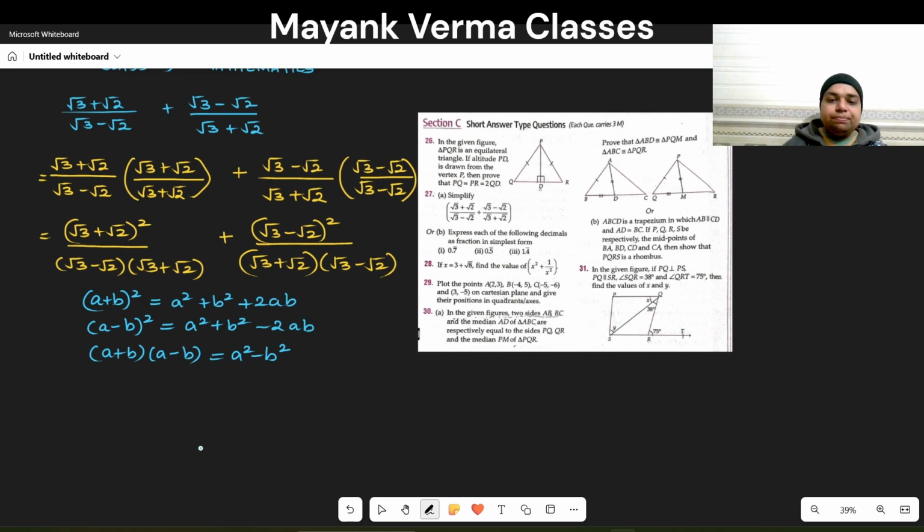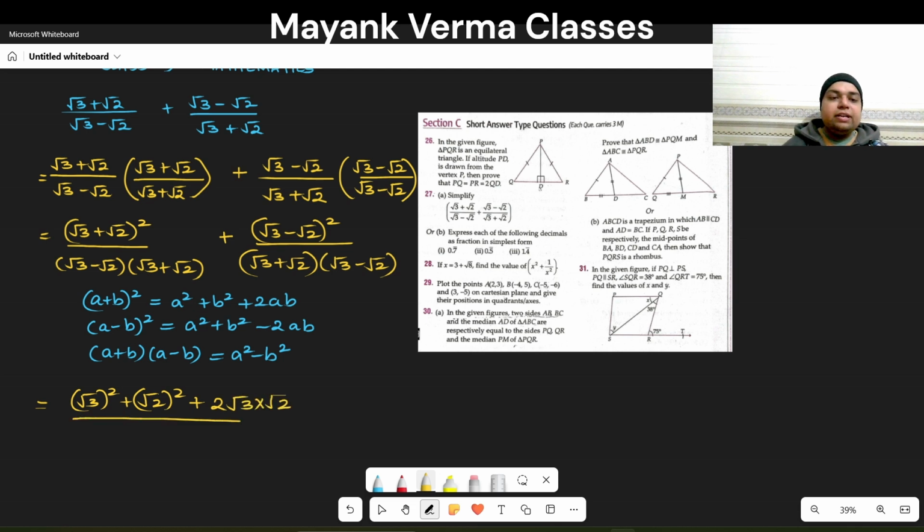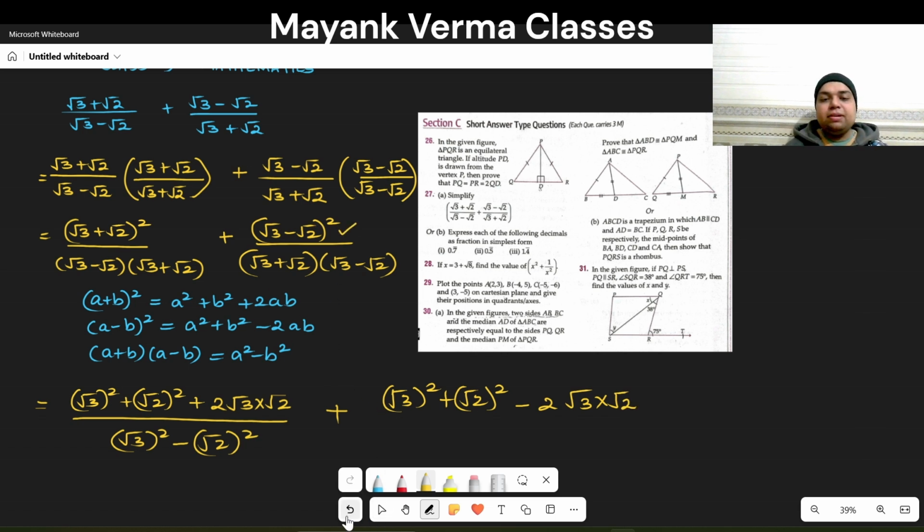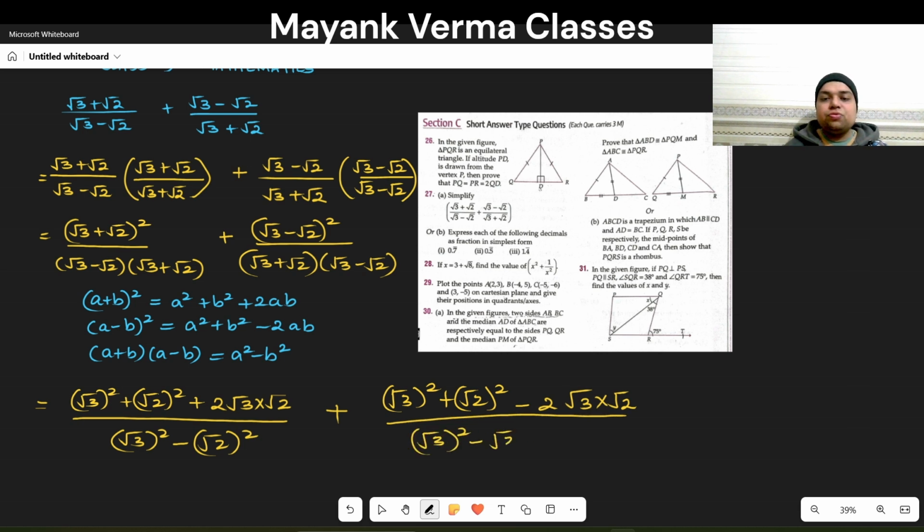So if we see carefully, I can now write the numerator part of first term as (√3)² + (√2)² + 2 times √3 times √2, divided by (√3)² − (√2)², plus (√3)² + (√2)² − 2 times √3 times √2, because (a − b)² is applicable here, divided by (√3)² − (√2)².